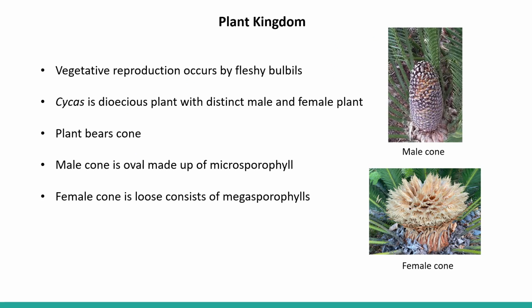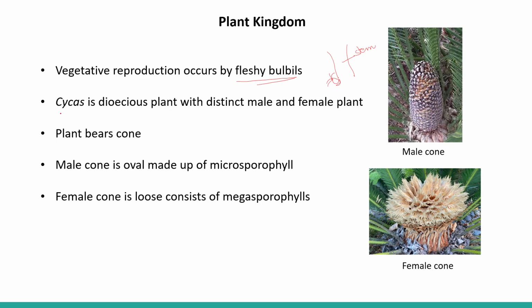Vegetative reproduction occurs by the fleshy bulbil. So sometimes what happens? A bulb-like structure comes out at the lower part of the stem. So if this is the particular stem of the plant, then here comes the bulb-like structure like this. Now this bulb you can detach and place at a new point, and this will form a new plant. So this is a type of vegetative reproduction which occurs by fleshy bulbils.